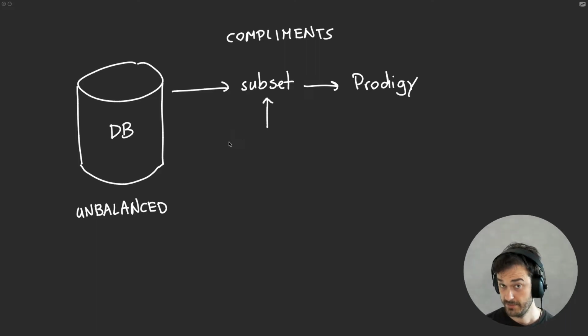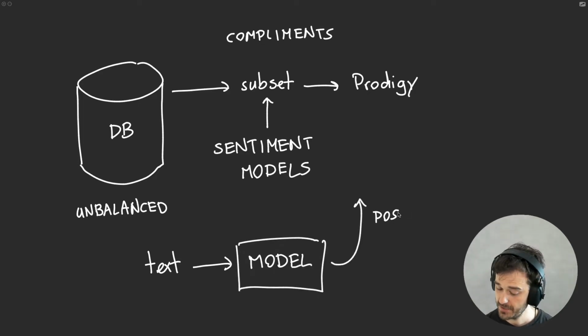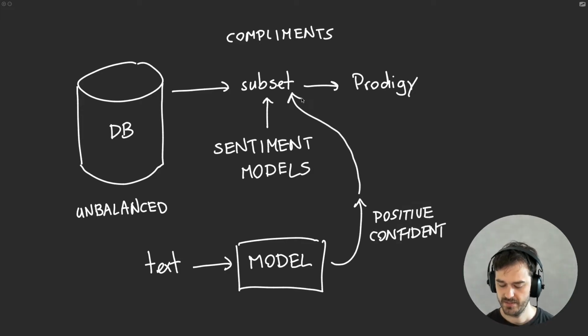Well, we could, in this particular case, leverage pre-trained sentiment models. The thinking here is that we take a text from our database, we then pass that through a model, and if the model says, yeah, this seems to be very positive, and the model is quite confident about it, then we can pass that to this subset, and then these instances can have a priority. So let me show you how you can quickly bootstrap this.